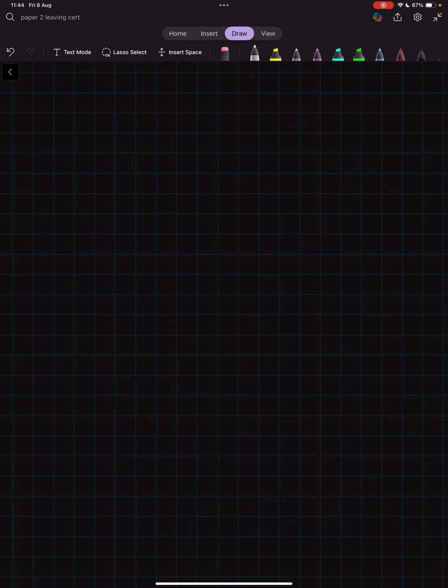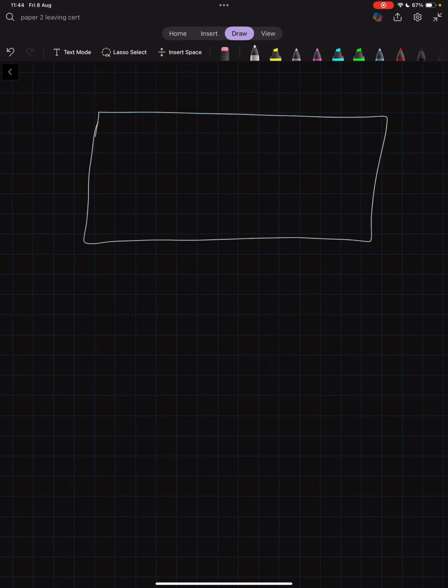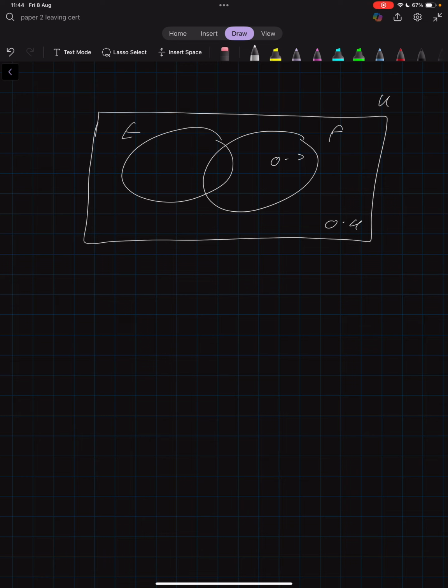So here now it says we're going to do one Venn diagram question. So here you have E, here's F, here's U, you have 0.4 out here, 0.3, 0.2, and then 0.1. So again, notice that all the probabilities will add up to 1, okay?